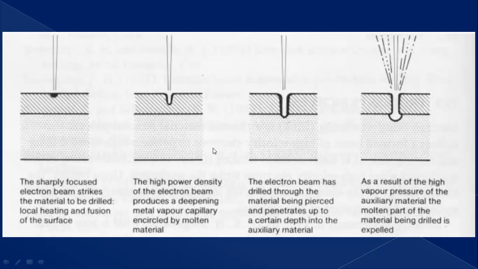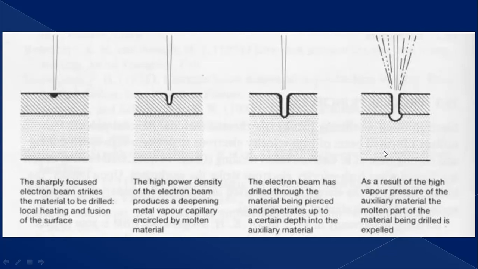So this is how the material is removed in an electron beam drilling operation, or machining operation. So firstly, it initiates the heating of the local surface where we are going to remove the material. Next, the high intensity of the electron beam is further concentrated on that location.